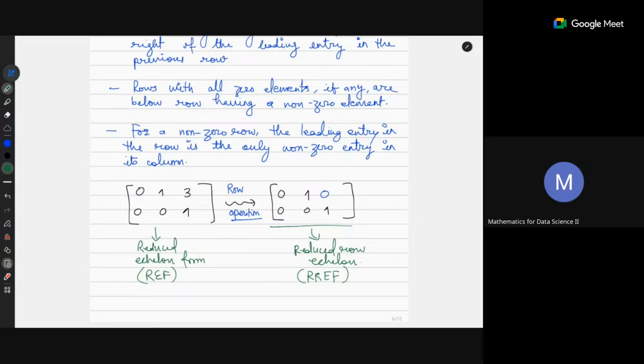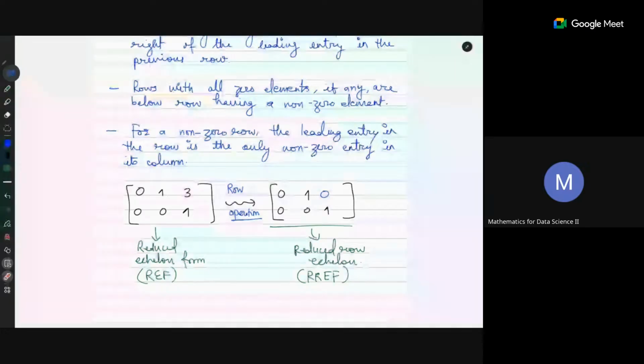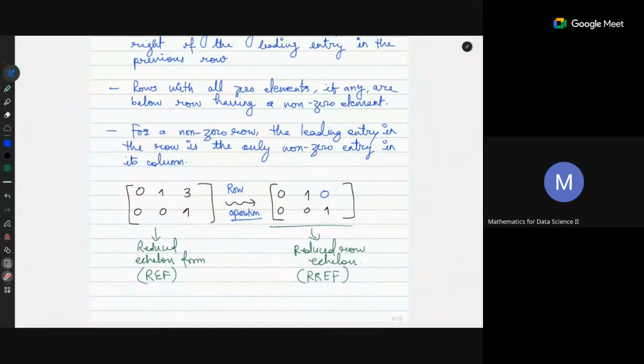Yes, Sakshi, you can ask your doubt now. Sir, here you are converting a non-zero entry like 3 into 0. But in the starting, if there is 0, 1, 1, will it be converted into RREF? Yes, because what it says is that only one should be the leading entry in the column. Only that leading entry should be the non-zero entry. All other entries should be 0 in that column. It doesn't matter whether we have 1 over here or something else.